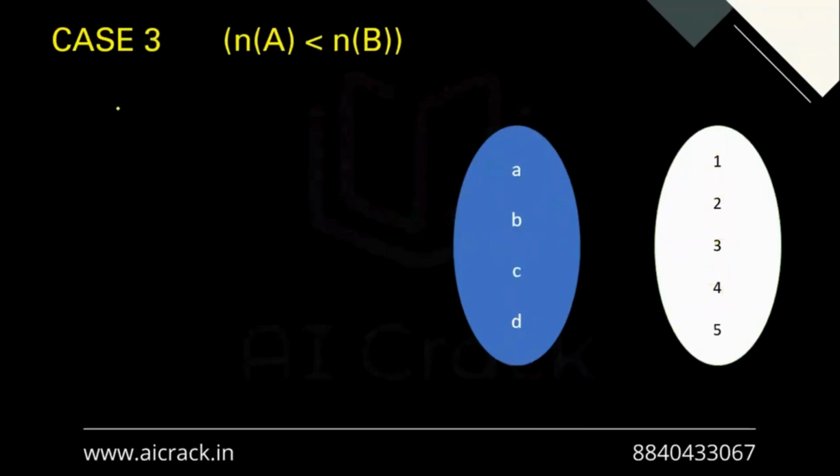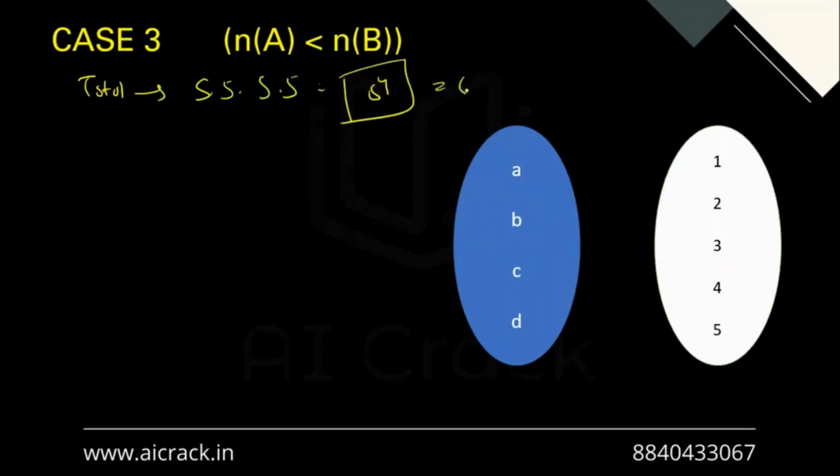Now let's talk about case 3. Let's talk about total. Now again, for total, we have a very crude way to solve it. So A has 5 choices, B has also 5 choices. So 5 dot 5 dot 5 dot 5, that would give me 5 raised to 4, right? That is 625.